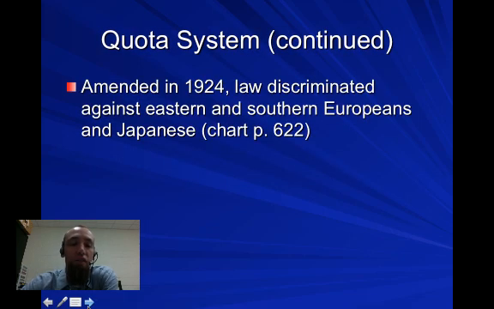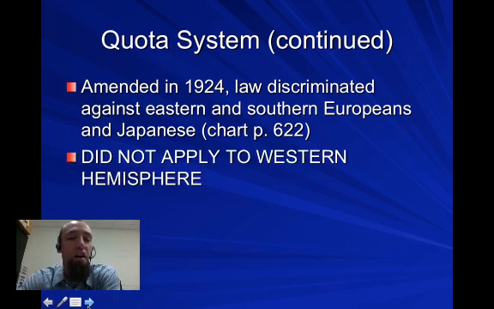And I've got here that it was amended in 1924, and it really discriminated specifically against Eastern and Southern Europeans and Japanese. And if you remember back to our Goal 5 notes, these were a lot of people that would be considered the new immigrants. We talked about old and new immigrants.